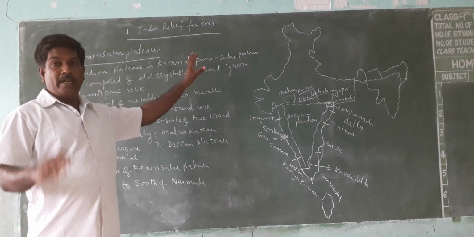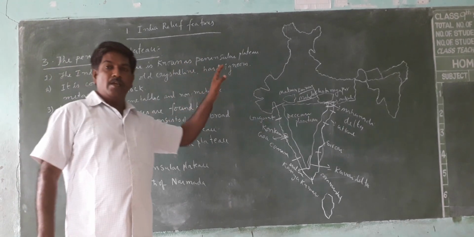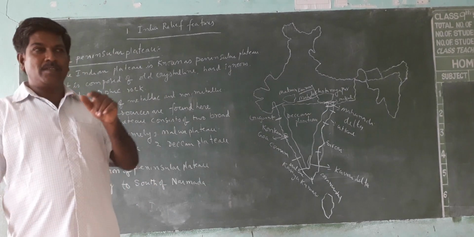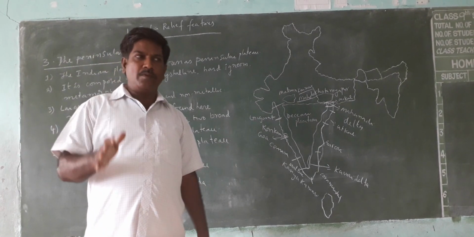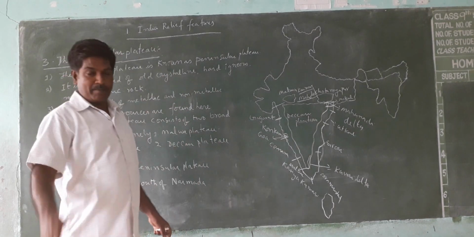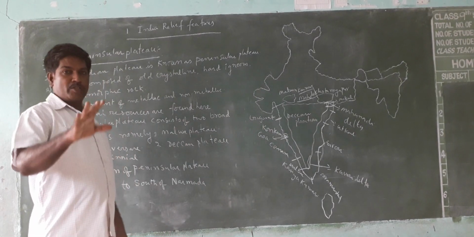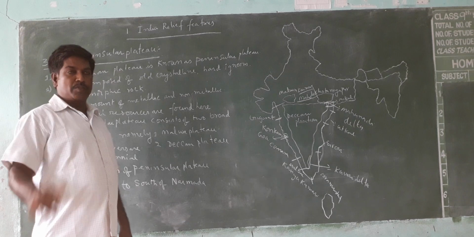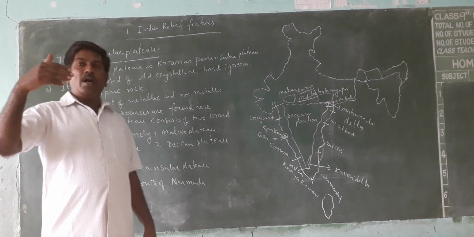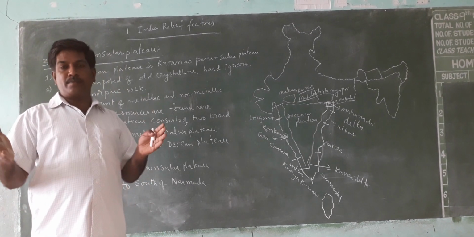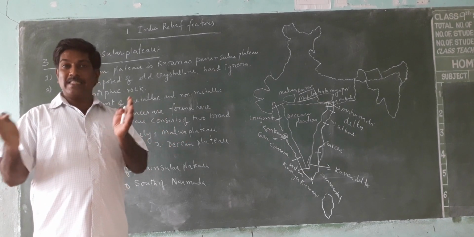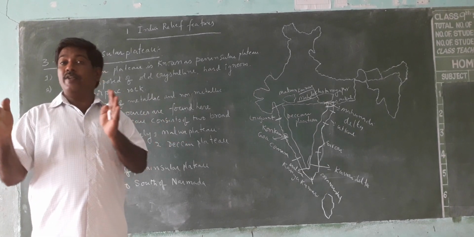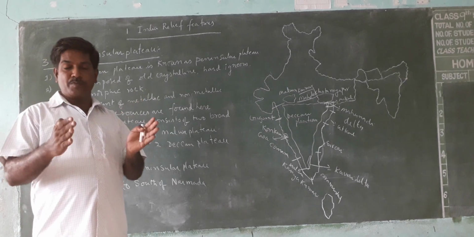In that I explained two important things: number one, the Himalayas, and number two, the Indo-Gangetic Plain. That was completed yesterday, and I will ask some important questions. What is the height of the Greater Himalayas? This is the first question. What is the height of the Lesser Himalayas? And what is the height of the Shivalik range?